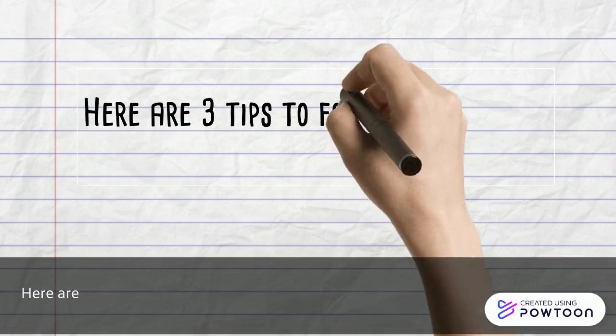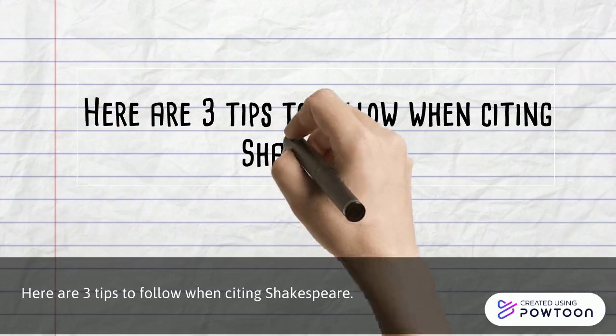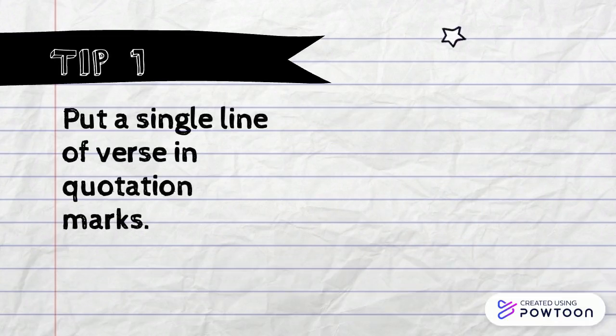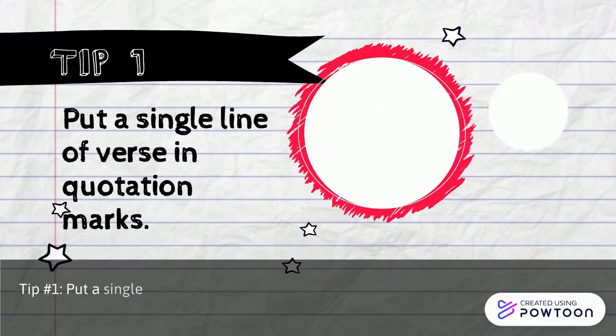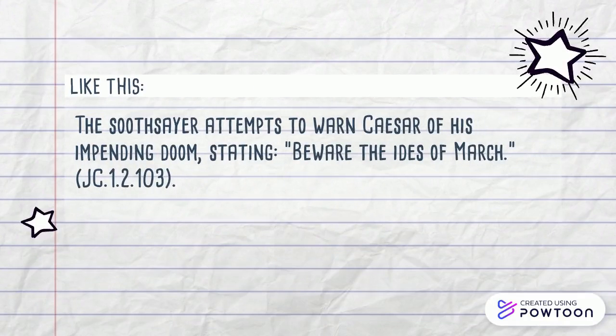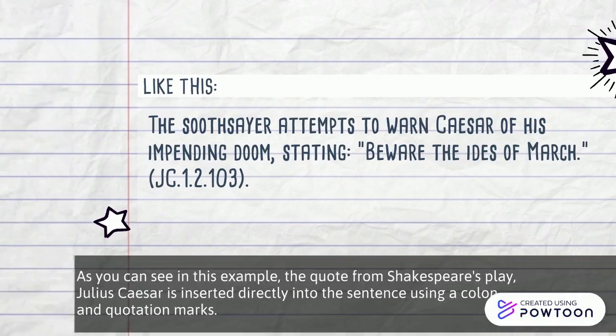Here are 3 tips to follow when citing Shakespeare. Tip number 1, put a single line of verse in quotation marks. As you can see in this example, the quote from Shakespeare's play Julius Caesar is inserted directly into the sentence using a colon and quotation marks.